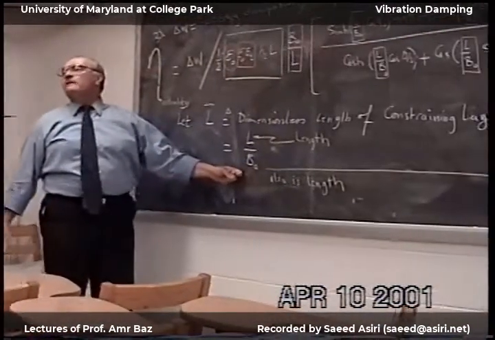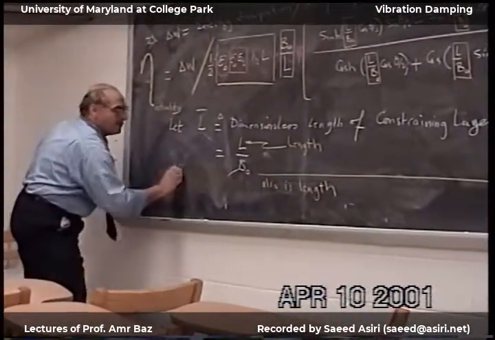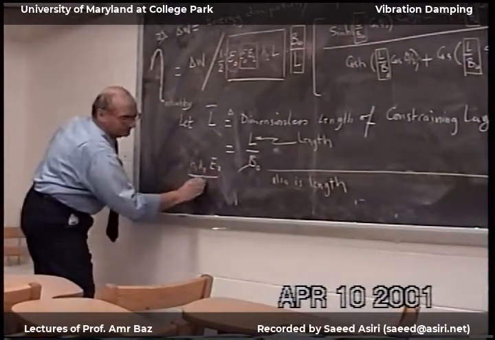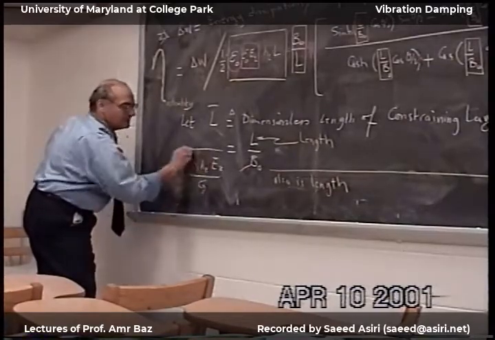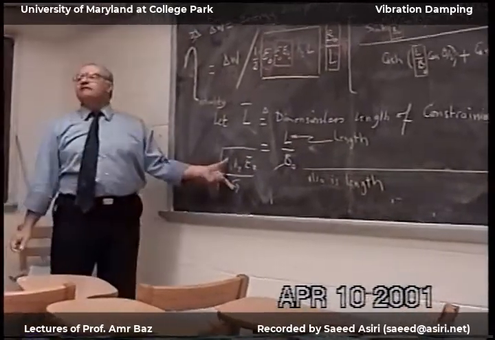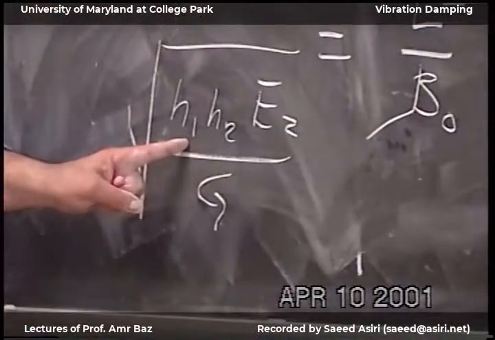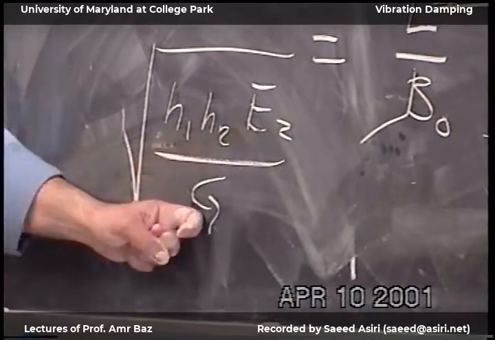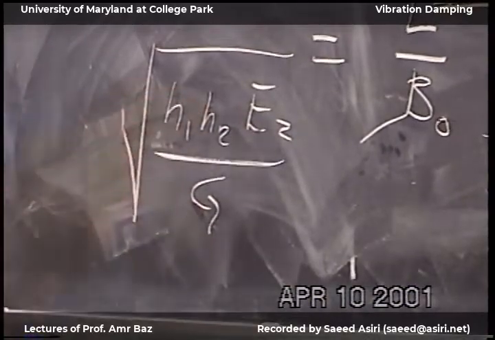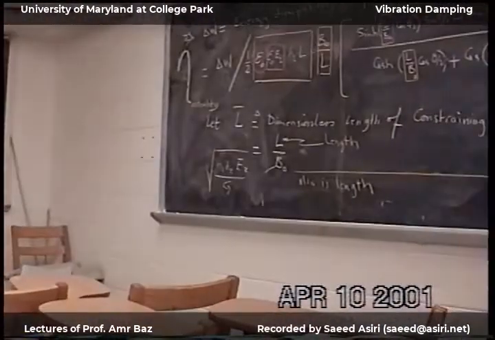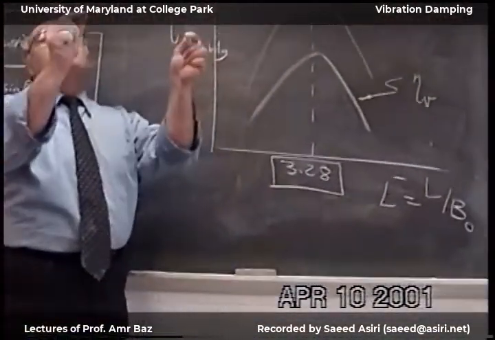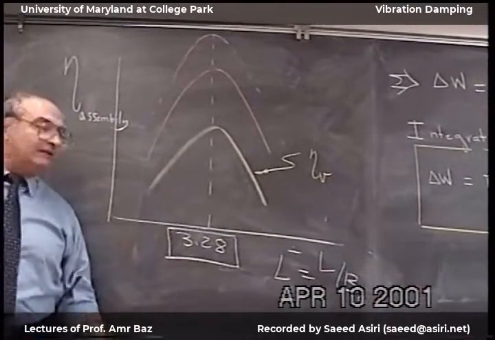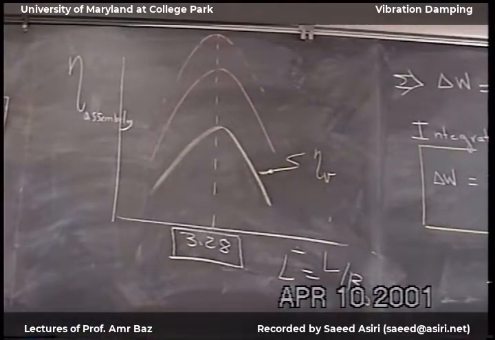This number is H2, H1, E2, G, under the square root, you calculate this number. Thickness of the viscoelastic, thickness of the constraining layer, properties of the constraining layer, the viscoelastic material, you have this number. You multiply it by 3.28, that's the length of the constraining layer that you should have. This applies also, as you will see next time, to the transverse vibration.